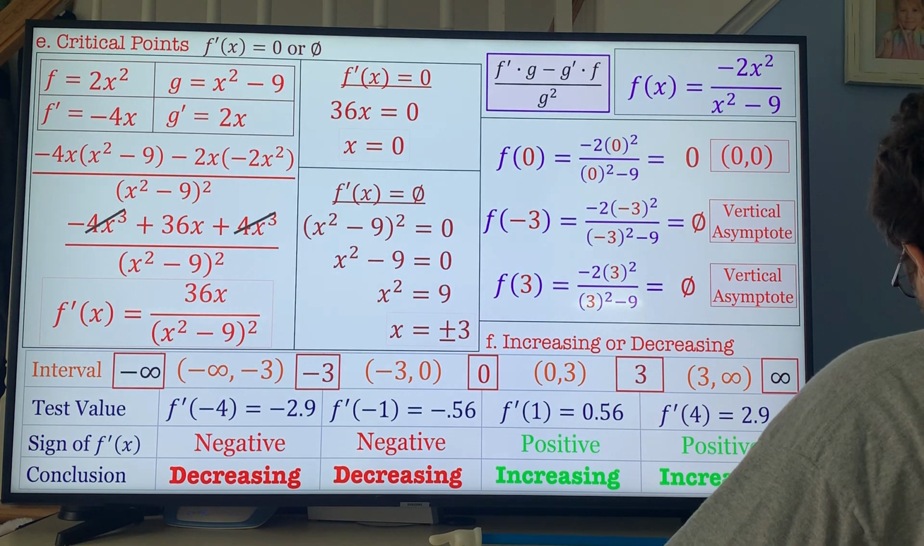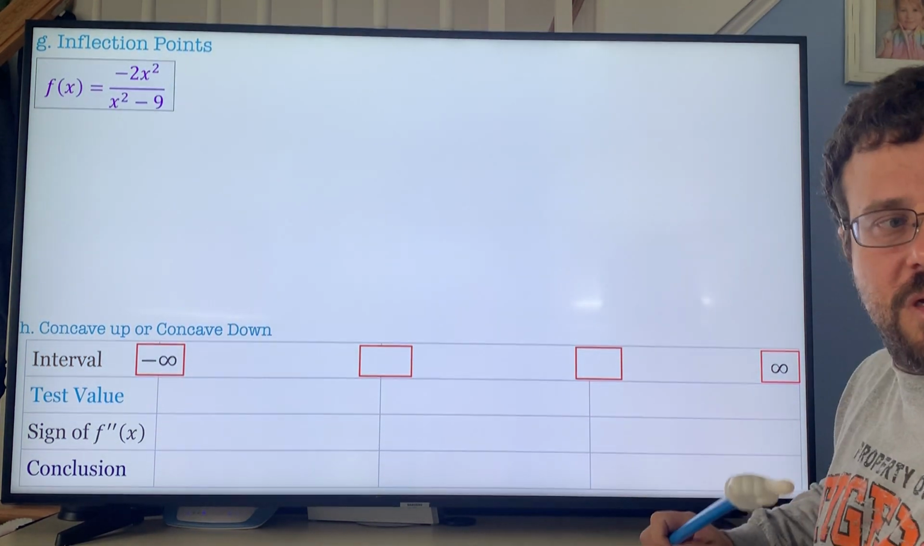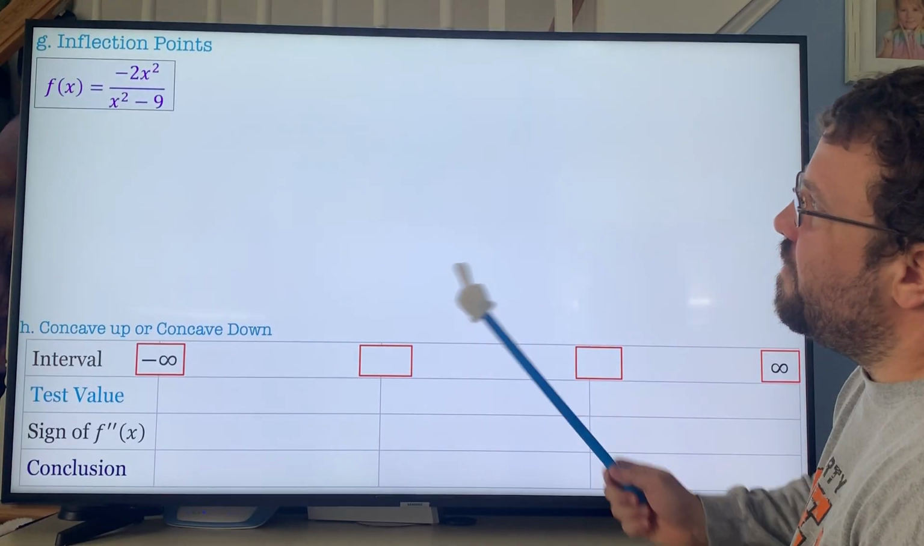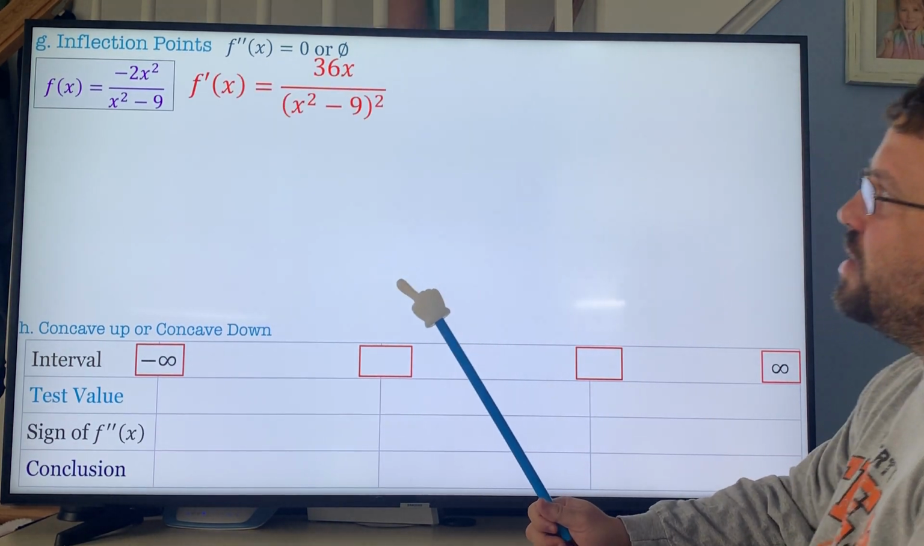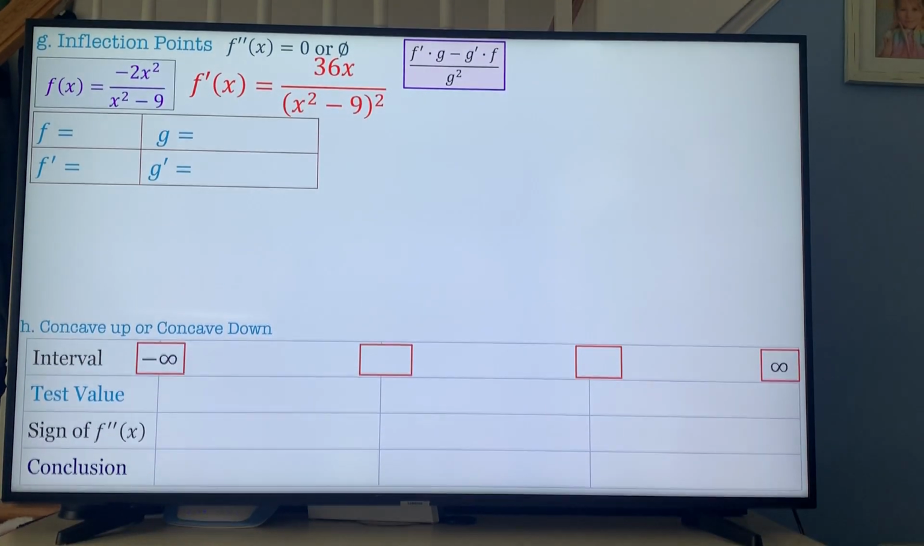All right? All right, so now, inflection points. Hurry up, go. Don't do it again. All right, what you're going to do here is you're going to derive this equation once again. So derive that equation using the quotient rule and the chain rule.